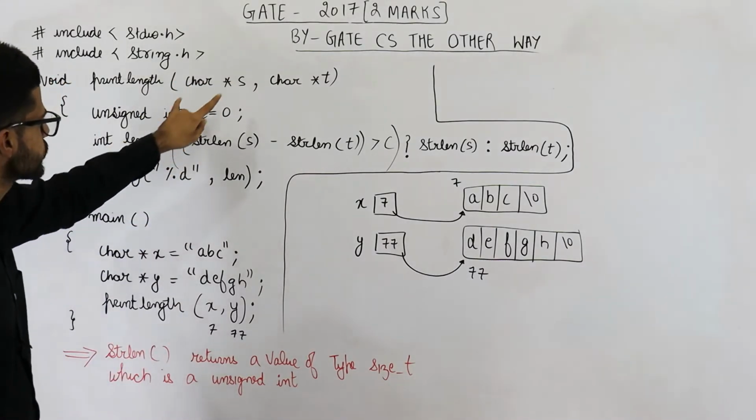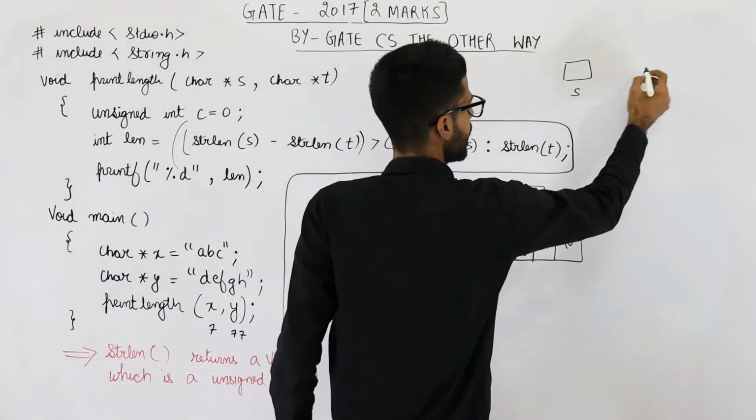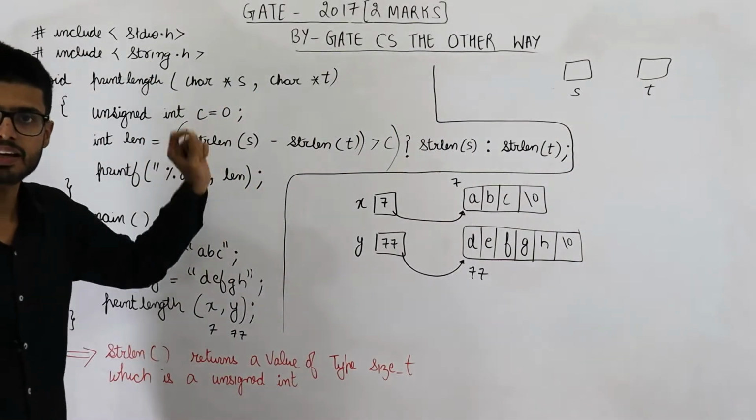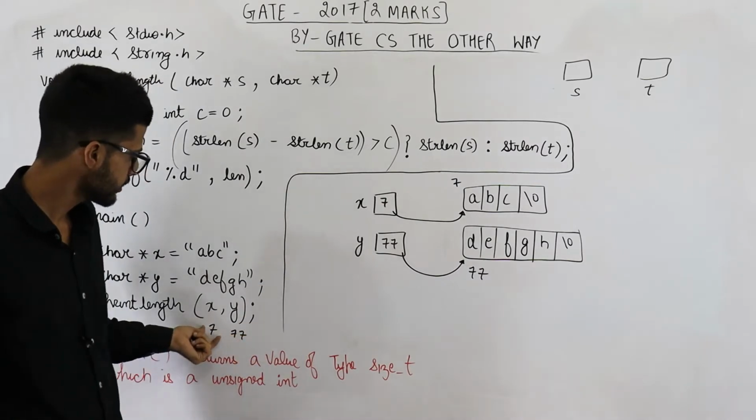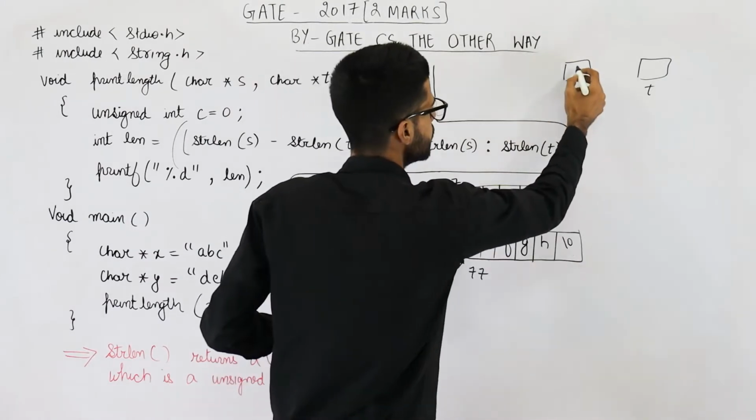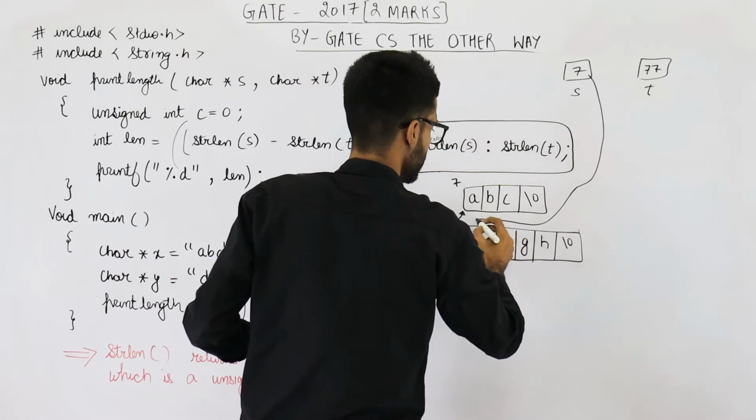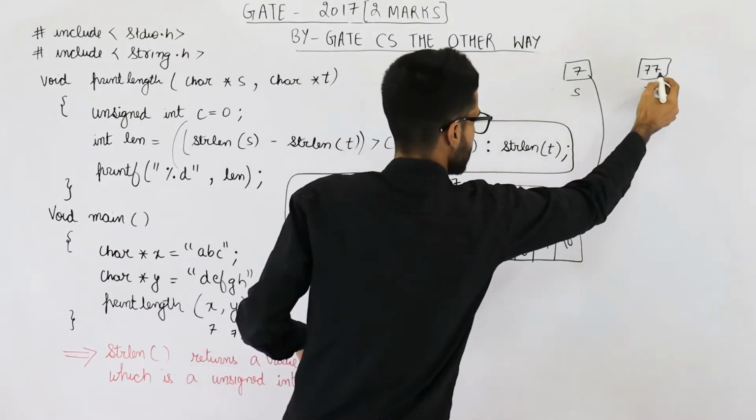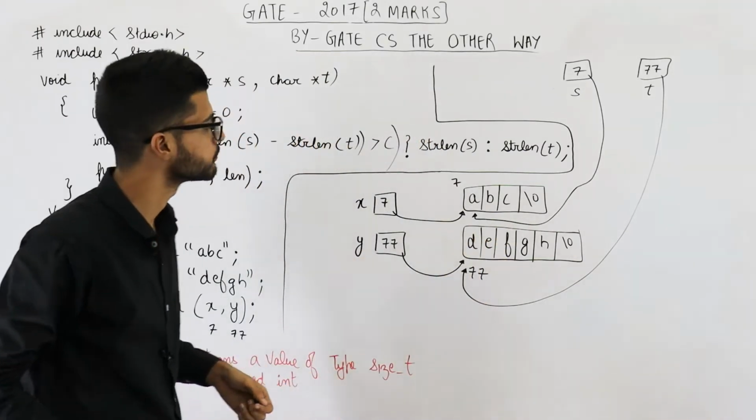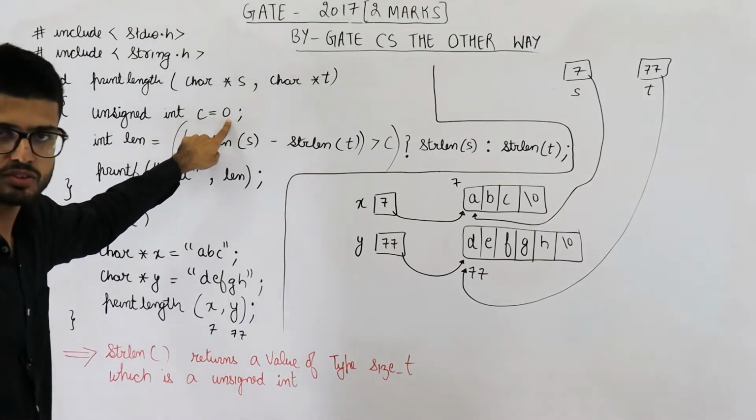So whenever this function is called, this S and T will be declared. Suppose this is S and this is T. You can see their type is character pointer. Hence they can point to characters only. And the addresses that we are passing are addresses of characters. So S gets 7. T gets 77. That means S is also pointing to this first string and T is also pointing to the second string just like Y. Now we are declaring unsigned integer that is initialized with value 0.